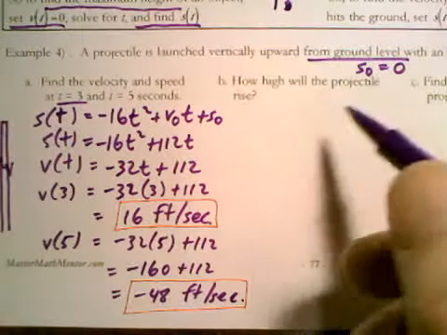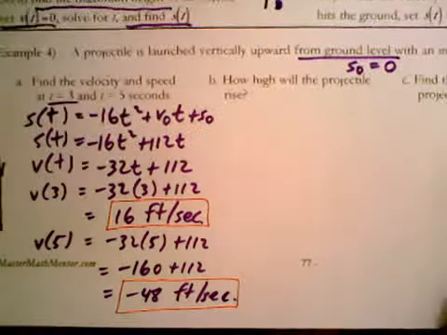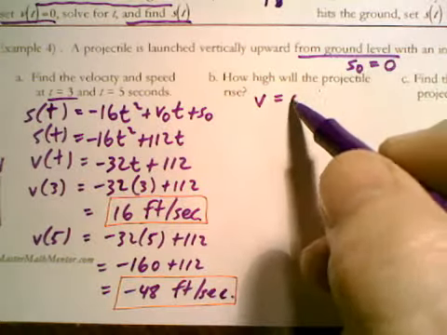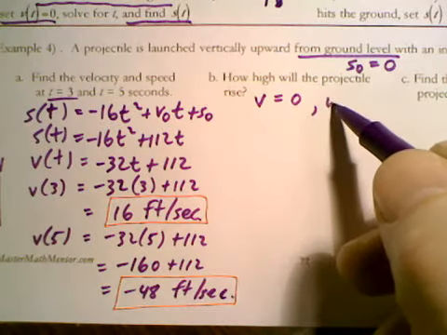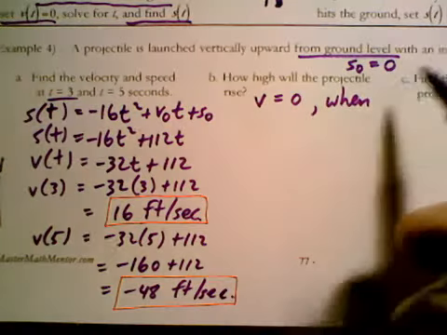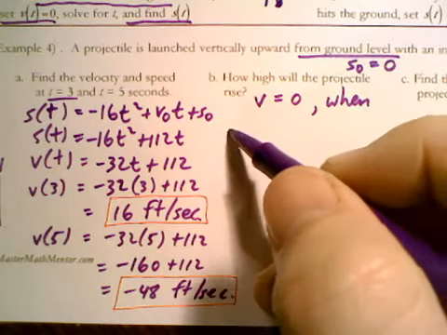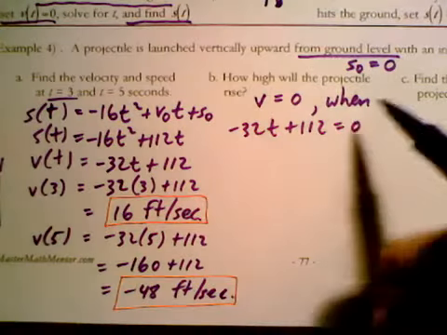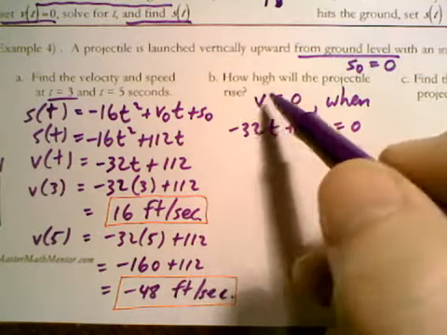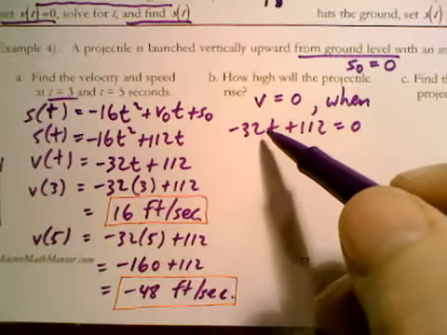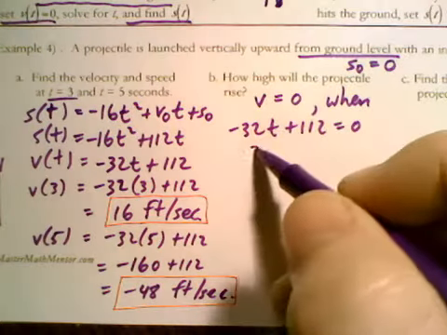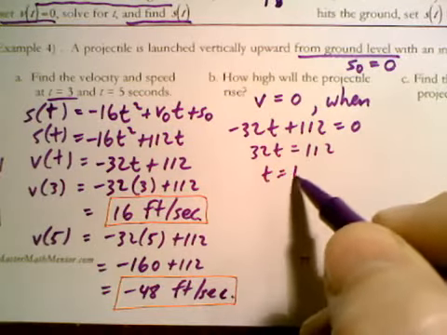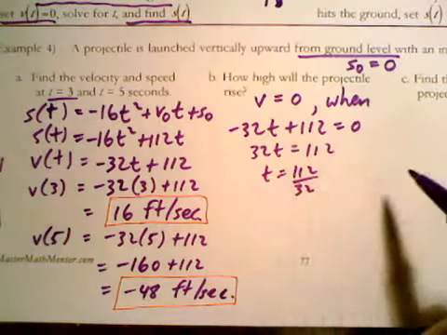Let's see here. How high will the projectile, I should say, rise? Well, we know that if v equals 0, that's when it hits the highest point. When v, meaning negative 32t plus 112, is equal to 0. So we need to solve this for t. 32t equals 112, and t equals 112 over 32.